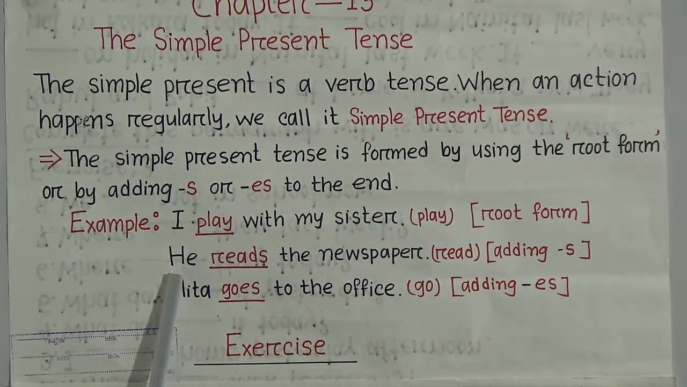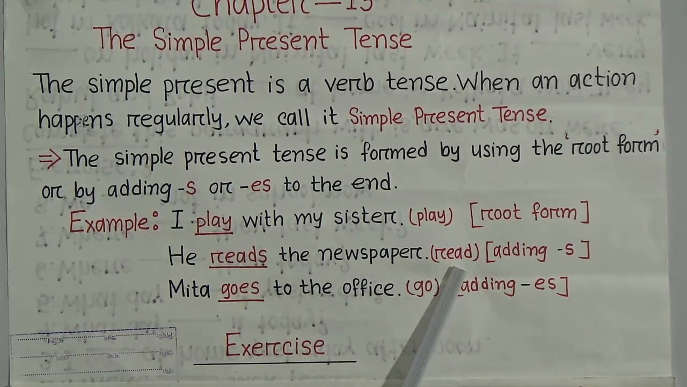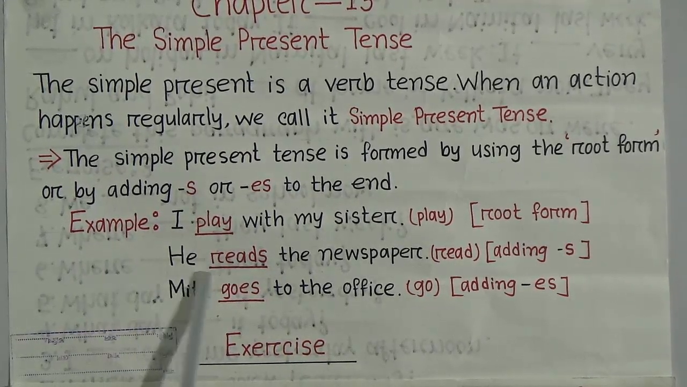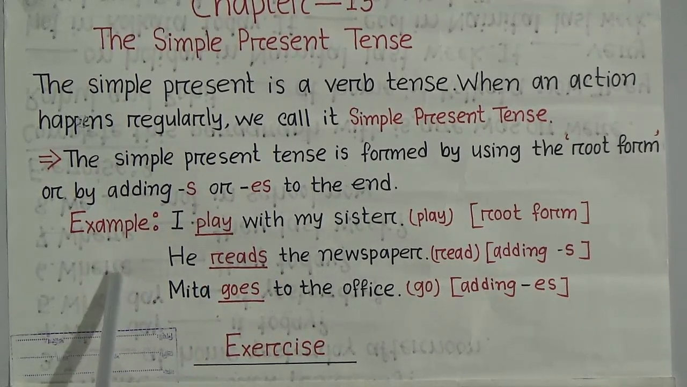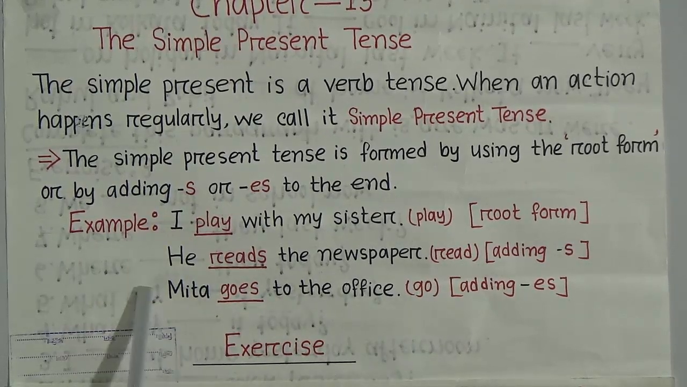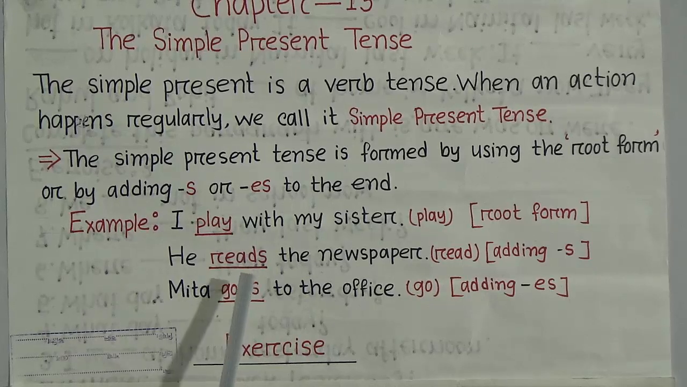Now come to the second example. He dashed the newspaper. The given word is read. Here we add s at the end of the word. You can ask me why we add s. Yes, look at the subject. The subject is he. He is third person singular number. When we find third person singular number, and if we have to make the sentence in simple present tense, we have to add s or es. So here with read, we have to use an extra s.